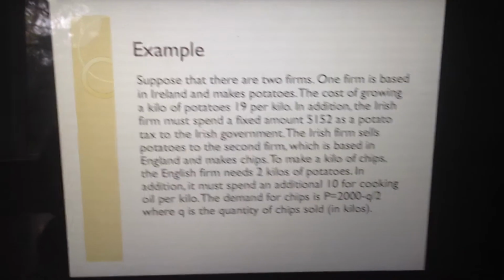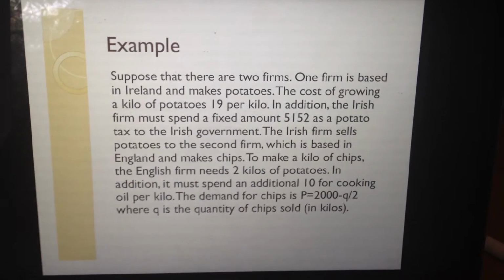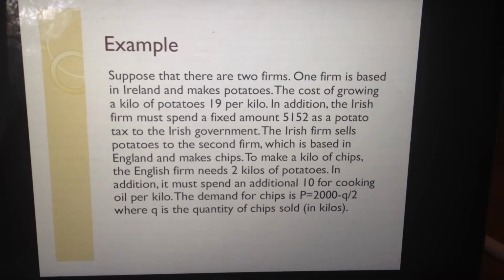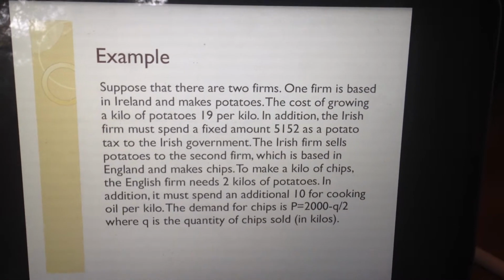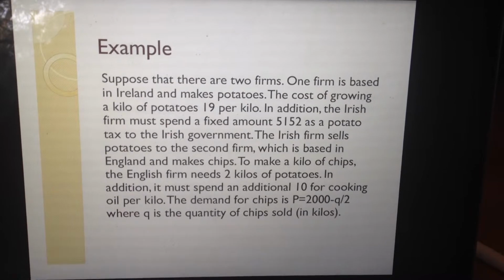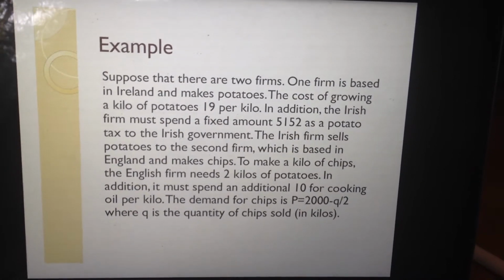Alright, so here's walking through the vertical model from the lecture notes. So we've got two firms. One's the upstream firm. This firm's in Ireland. It makes an intermediate good. We'll call those potatoes. To grow a kilo of potatoes costs you 19.